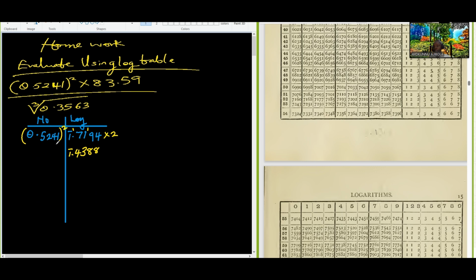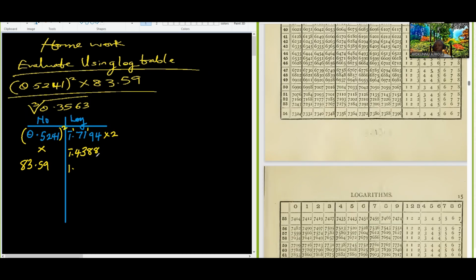We're through with the first digit above. Now, we want to multiply it by the number beside it, which is 83.59, meaning that we are going to add when we get the logarithm value. If you change this to standard form, that will be 8.359 times 10 raised to the power 1. So 1 is our characteristic.